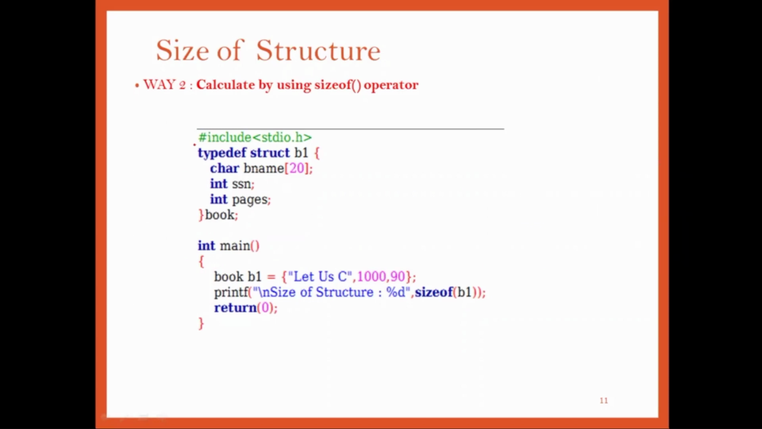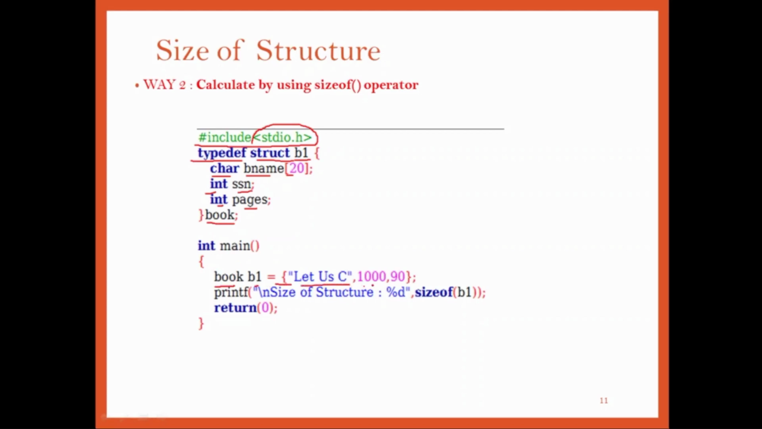In that, we write #include <stdio.h>. So this is the standard input output header file. Then using this typedef, here struct b1. Then char name[20], int ssn, int pages, and this is the book. After that, we write inside the main: book b1, here I'm initializing like that.